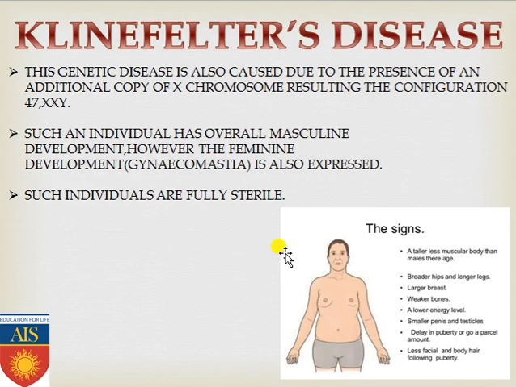Coming to Klinefelter disease, Klinefelter syndrome is a genetic disease which is caused due to the presence of an additional copy of an extra X chromosome, resulting in the configuration of 44 plus XXY, that is 47 chromosomes. These individuals are exclusively male, but with one extra X chromosome added to their genotype. So automatically they are suffering from Klinefelter's disease.